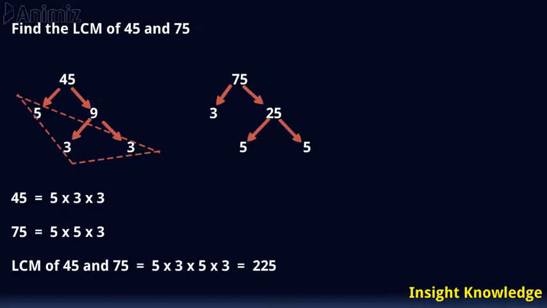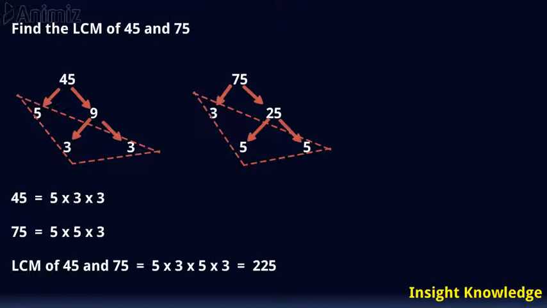That's it. Take the number 75 now. 3 times 25 is the factor of 75. Here 3 is the prime number, but we have to find the factor for 25. So 5 times 5 is the factor of 25, right? Here also we end up with prime numbers. That's it. Now write the factors of 45 and 75. For 45, 5 into 3 into 3, and for 75, 5 into 5 into 3.